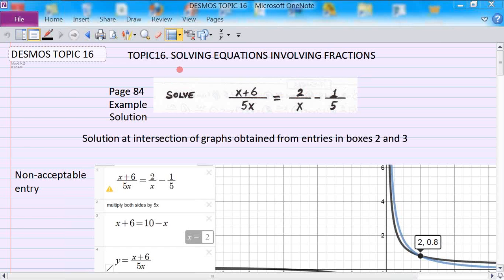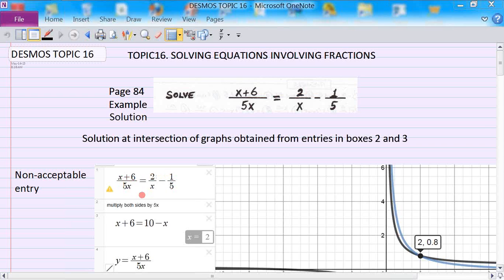We're on topic 16. We're going to try and show that Desmos can be used on a number of problems in topic 16. We go to page 84. Here is the example that's given and that was solved. If we enter that equation into Desmos, we get a non-acceptable entry. This little triangle with the exclamation mark means that Desmos won't solve it.